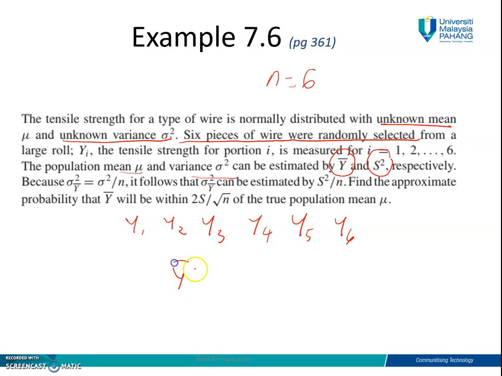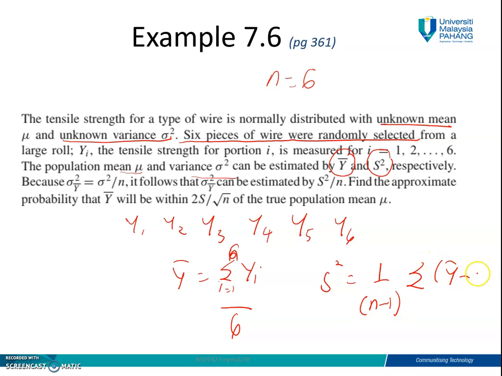So remember, y bar is what? The summation of yi, i from 1 until n. So in this case, you have the sum over 6. And then what is your s square? It becomes 1 over n minus 1. Oh, sorry, no, this is 1 over n minus 1, times the summation of (yi minus y bar) square, i from 1 until n.